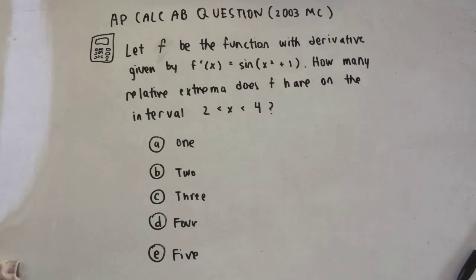The last question is taken from the 2003 AP Calculus AP exam multiple choice section. Alright, let f be the function with derivative given by f prime of x equals sine of the quantity x squared plus 1. How many relative extrema does f have on the interval 2 to 4?